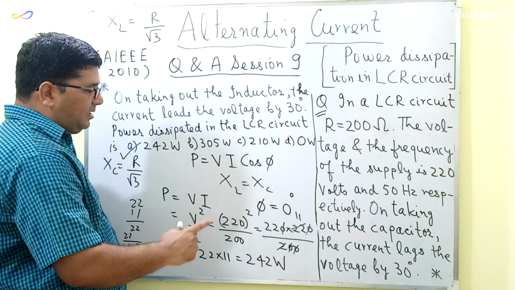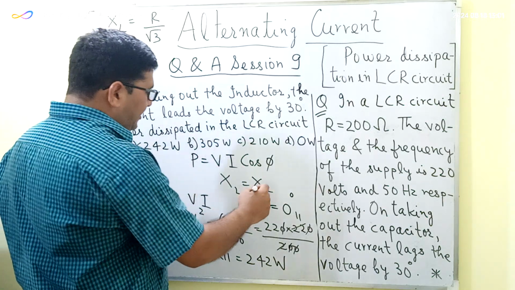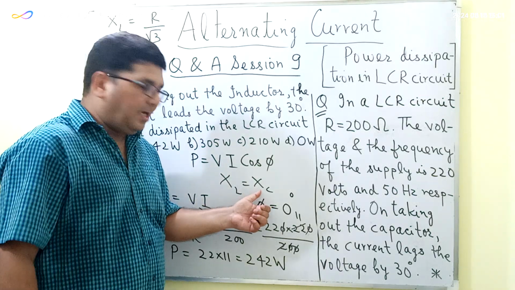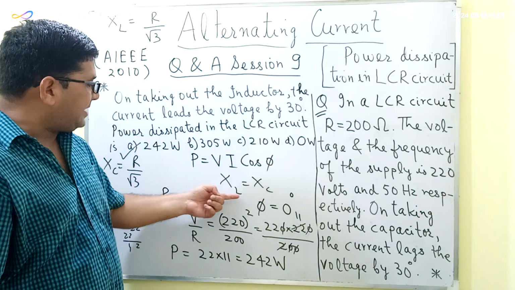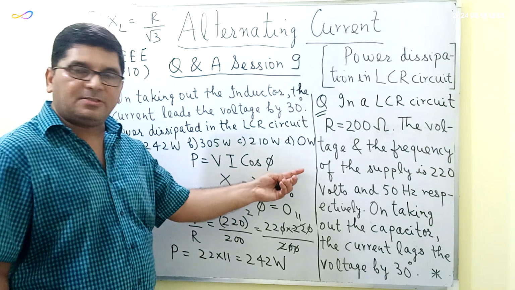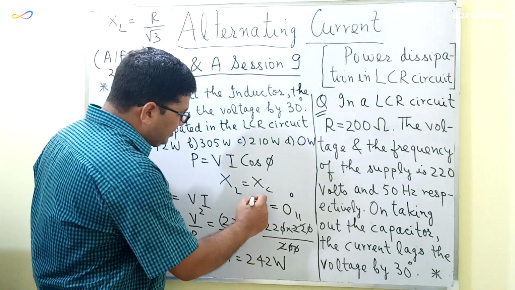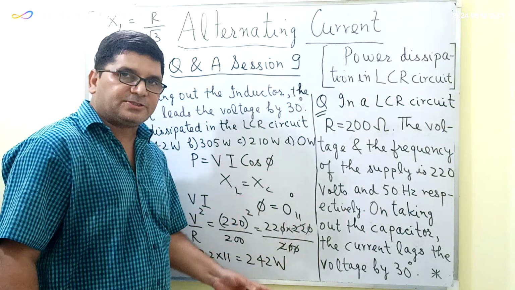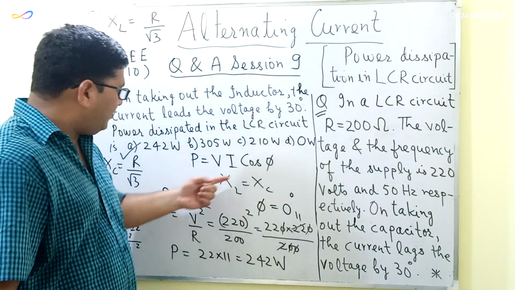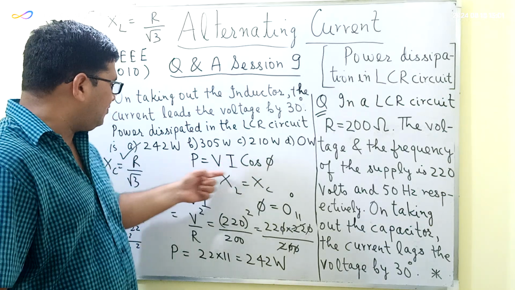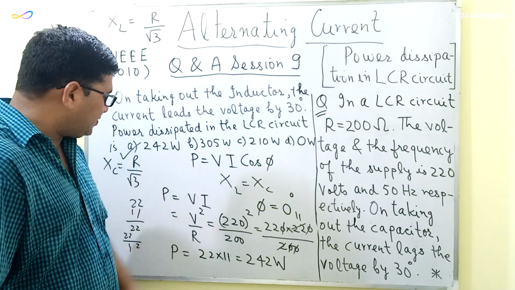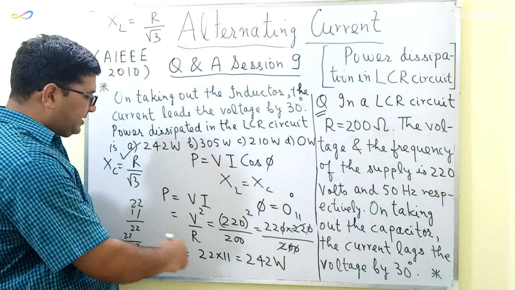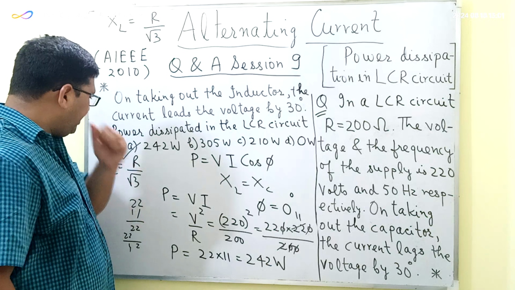Now in this question, the most important thing was that first of all we were supposed to find the value of XL and XC, and since XL is equal to XC, it becomes a resonant circuit. And in the case of a resonant circuit, phi, that is the phase angle between the applied voltage and the current in the circuit, is equal to 0. And so we will be simply putting the value of phi as 0. So we will be getting P is equal to VI, which is equal to V square by R. And so the final answer, that is the power dissipated in the LCR circuit, is equal to 242 watts. And the correct option is A.